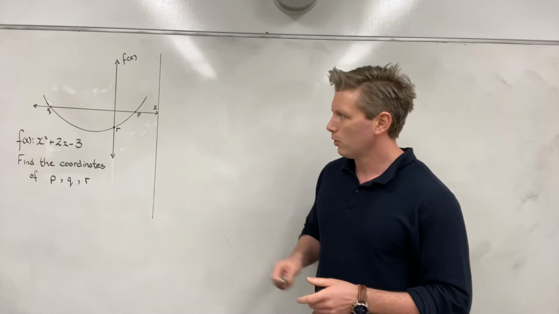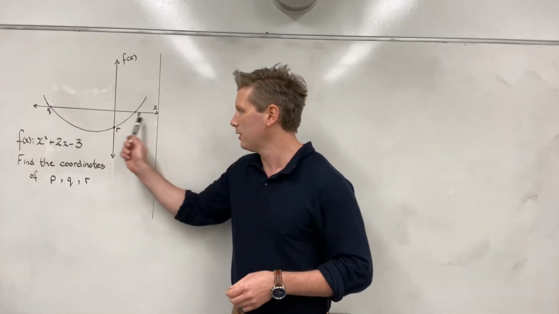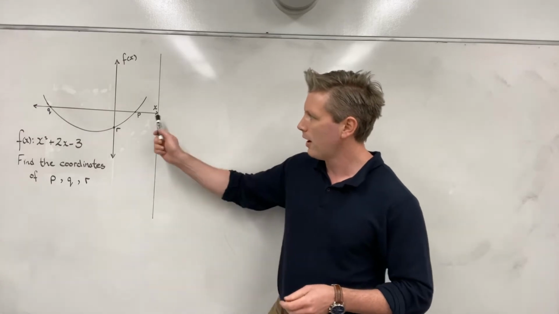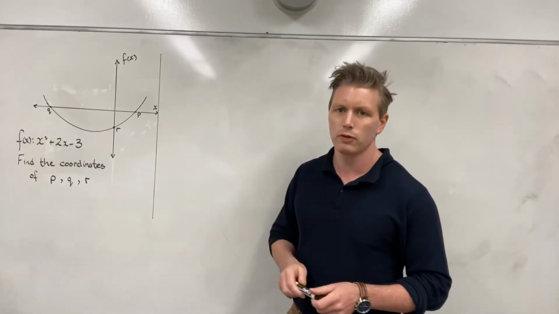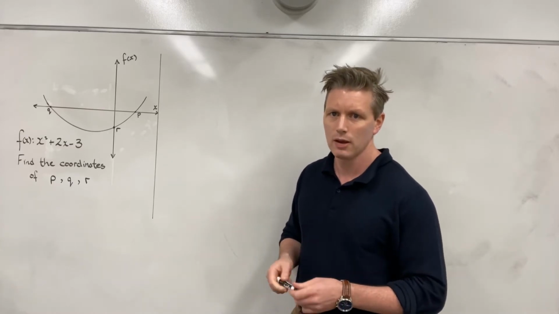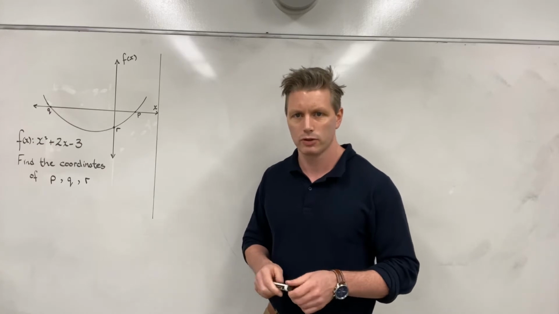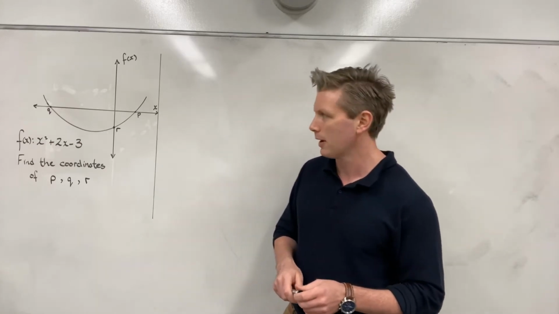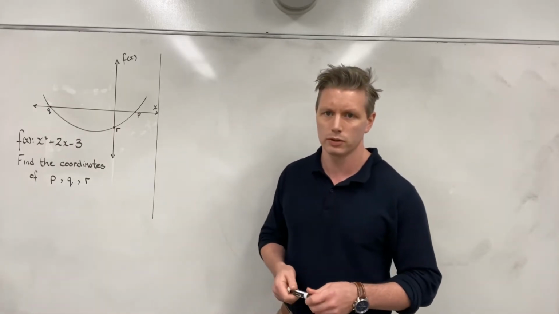So just a little word about what these points are. P and Q, as you can see, are points on the x-axis. They're the points on the function where the function crosses the x-axis. We will sometimes call these the roots of the function, or the roots of the equation. So that's what we're being asked to find here with P and Q, the roots of the function.